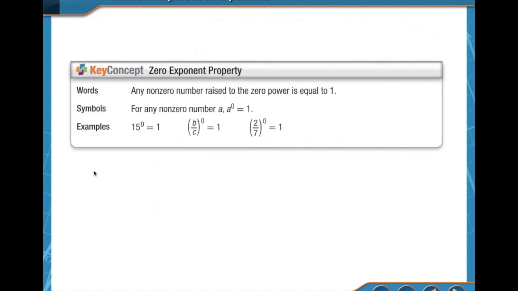Great. So now with those rules aside, we have a couple more to think about. This one's pretty easy. Anything to the 0 power is going to be equal to the value of 1. Very easy rule. So a, any value taken to the 0 power is equal to 1. Say you have 15 to the 0, that's 1. Say you have some number over another number to the 0, that's also 1. And say, for the sake of an example, if you had 2 over 7 to the 0, that's also 1. So anything at all, anything to the 0 power is 1.